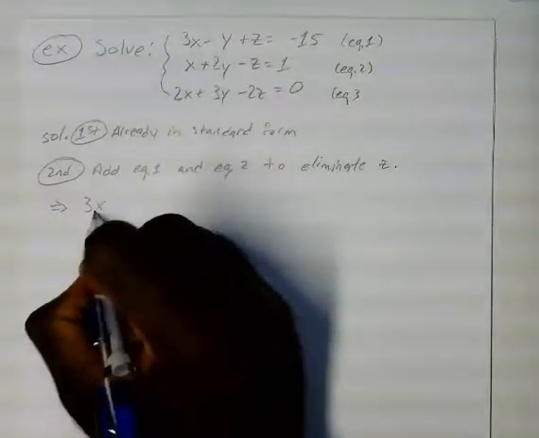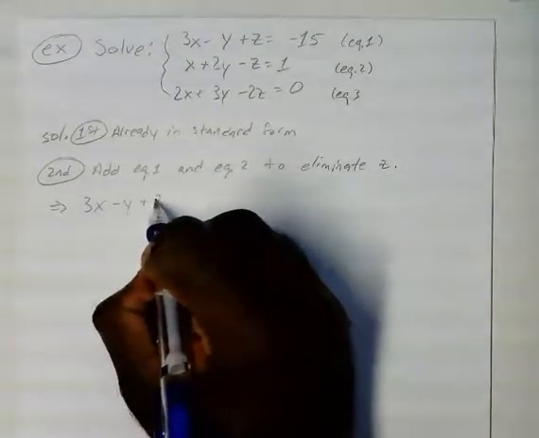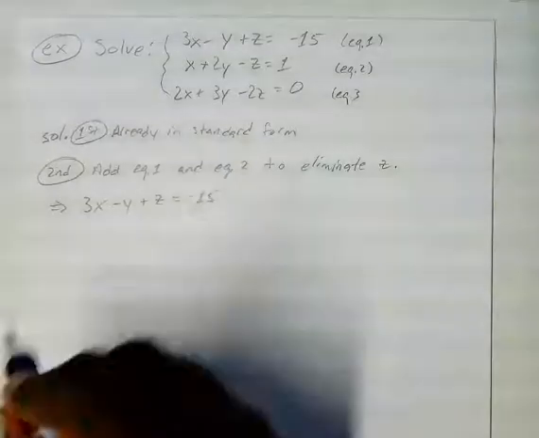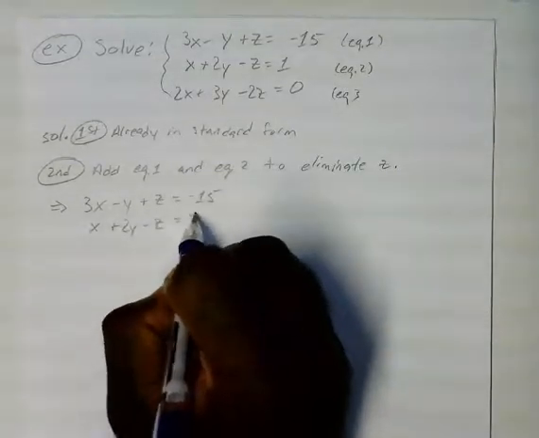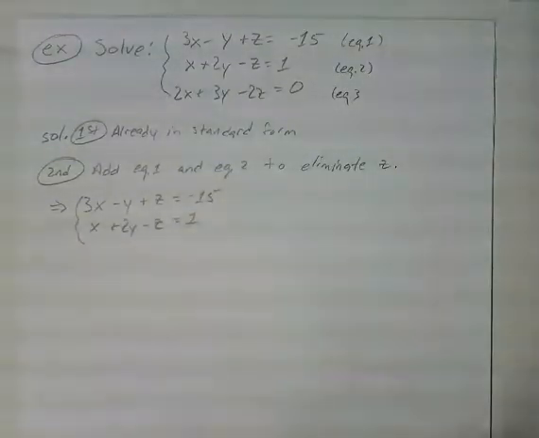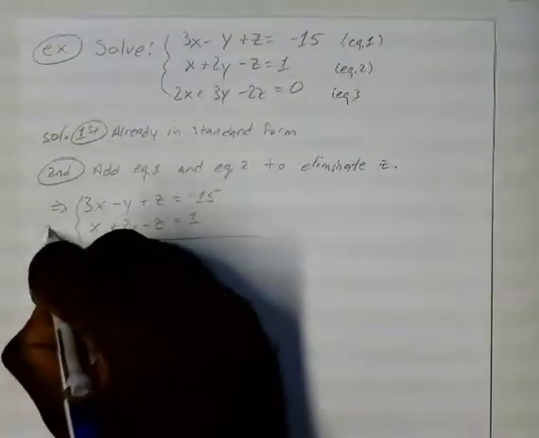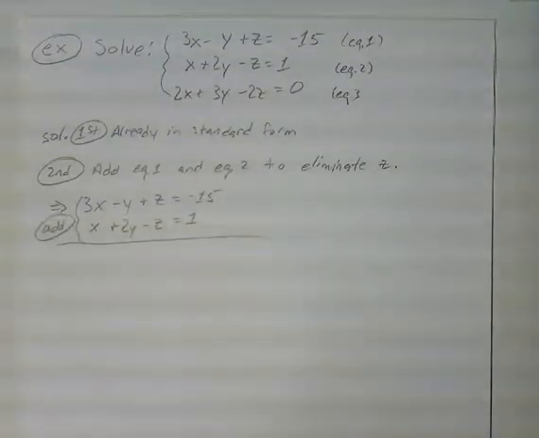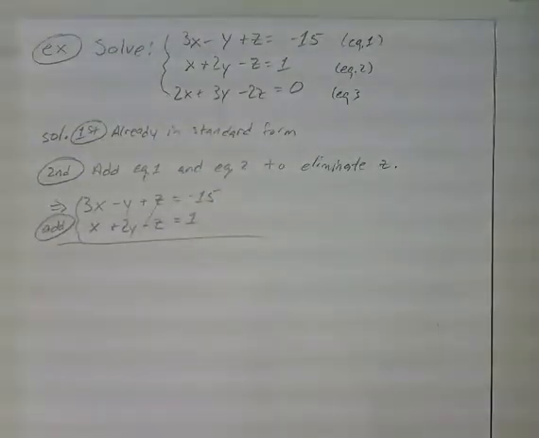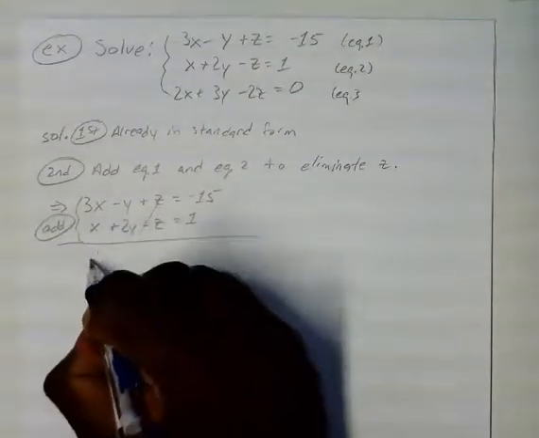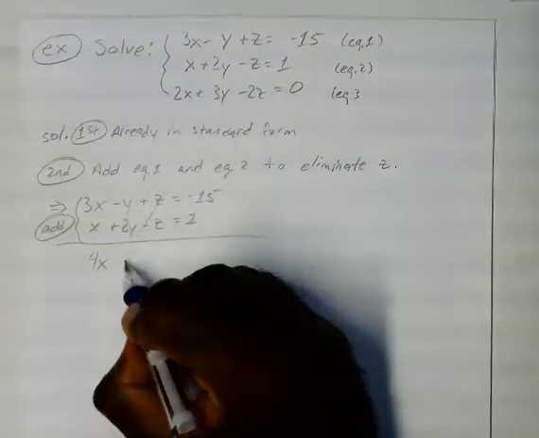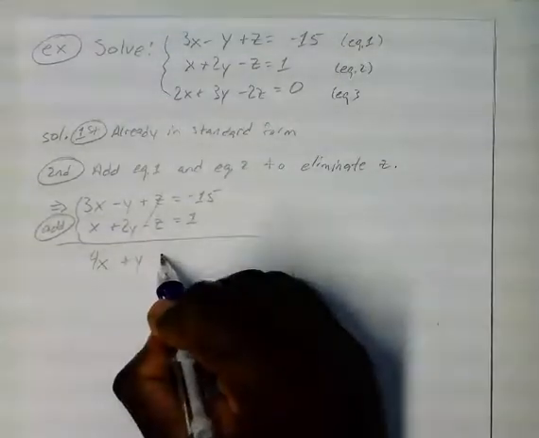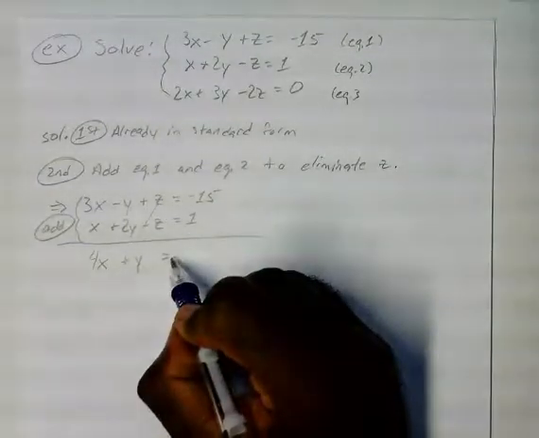Okay, so you have 3x minus y plus z equals negative 15, and x plus 2y minus z equals 1. Okay, don't have to multiply anything. We just go ahead and add it together. It's just a beautiful thing, because those two cancel each other out right off the beginning. So you have 3x plus x, which is 4x. You have negative y plus 2y, which is just plus y, equals negative 15 plus 1 is negative 14.